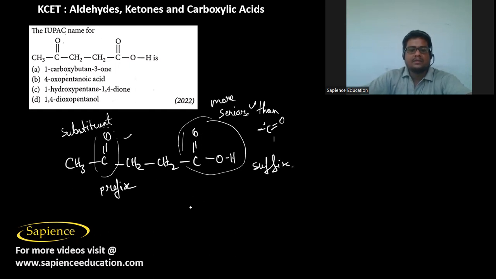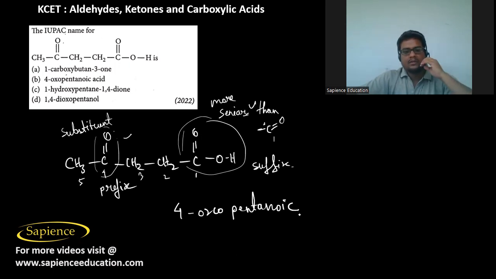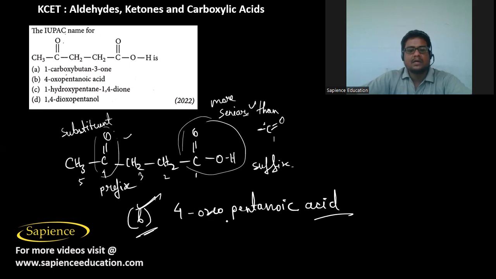So hence the name will be, numbering 1 2 3 4 5, so it will be 4-oxopentanoic acid. So option B is the correct answer. So it is the required IUPAC name of this given compound.